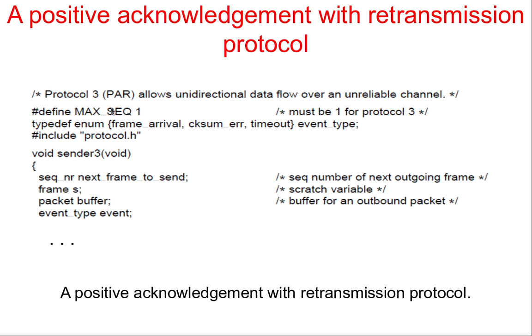We are checking only for one frame. So next is the event type, and these are the 3 events now possible. Previously there was only one event possible, the frame arrival. Here 3 events are now possible.